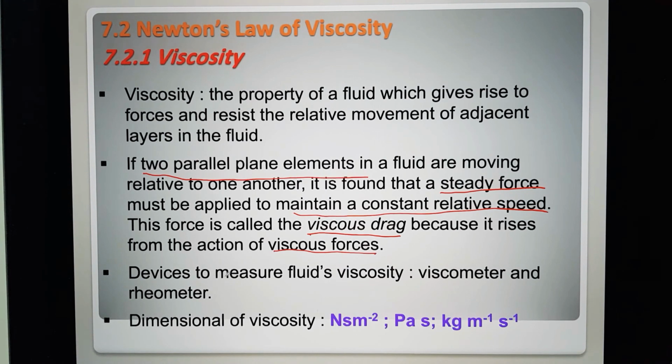So basically, the device to measure fluid viscosity is known as a viscometer as well as a rheometer. A viscometer can only calculate the viscosity of the fluid, whereas a rheometer can study the characteristics as well as the behavior of the fluid. The unit of viscosity, the dimension of viscosity, is always associated with Newton second per meter square, or it can be the unit of Pascal second or kilogram per meter second.